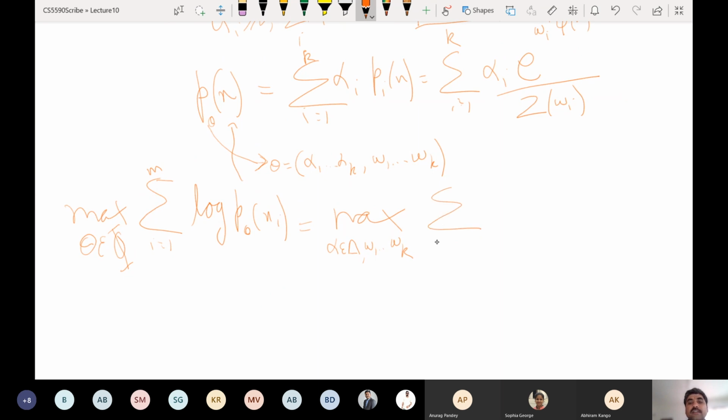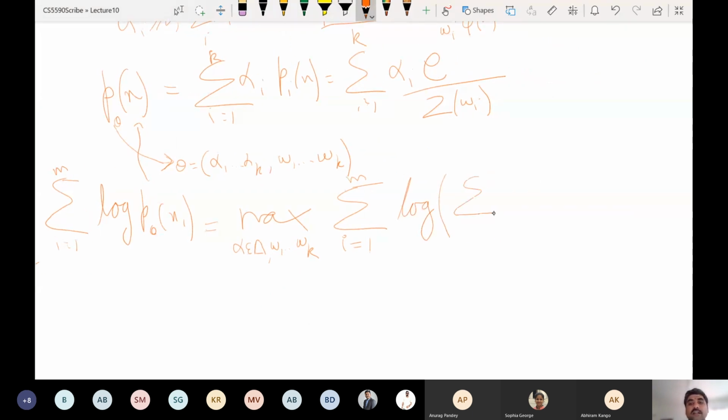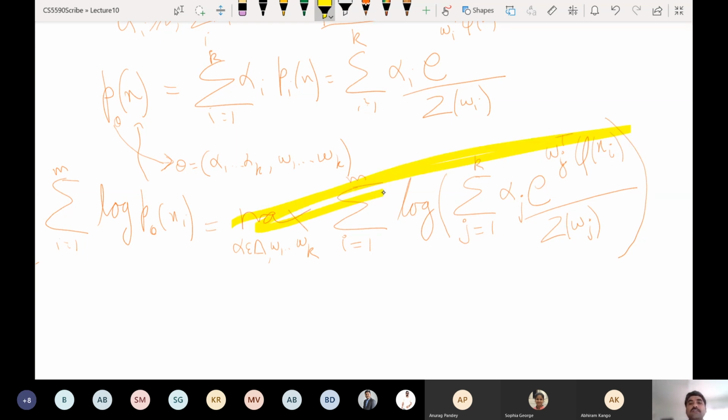And then with respect to each sample, log, and my likelihood itself is a summation, j equal to 1 to k of alpha j times pj of xi. And what is pj of xi? pj of xi is simply e to the power of wj transpose phi of xi by zwj. Okay. So is everybody convinced that this is the optimization problem I have to solve?